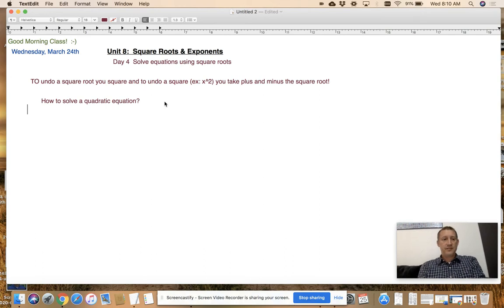First, with the method that we're doing today, using square roots, you're going to get the variable squared by itself. I'm just saying x generically. Get the variable, the x squared, by itself. We're going to solve for x squared on one side of the equation. Second, the next thing you're going to do is take plus and minus the square root.